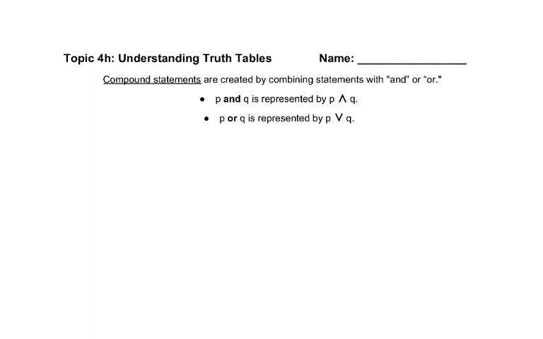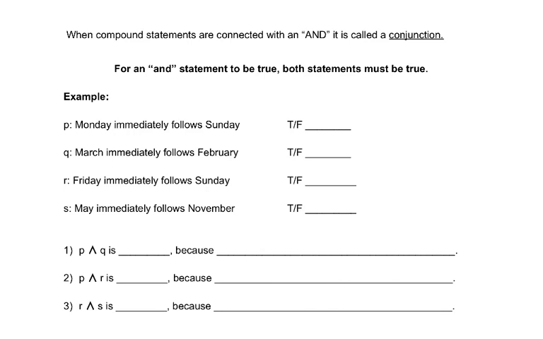Alright, so let's look at this. When compound statements are connected with and, it is called a conjunction. For an and statement to be true, we need both of our statements to be true. So let's look at these examples down here.